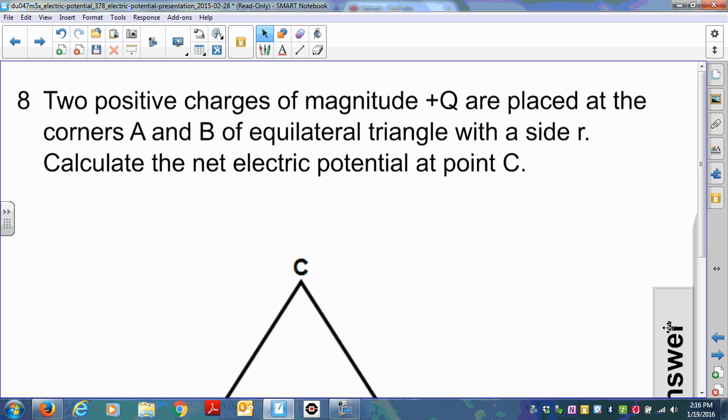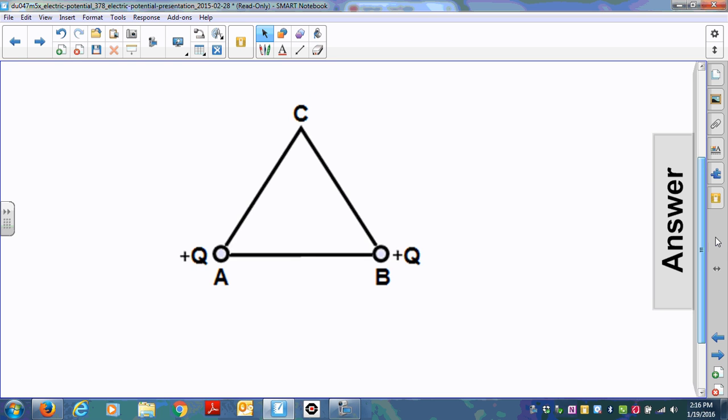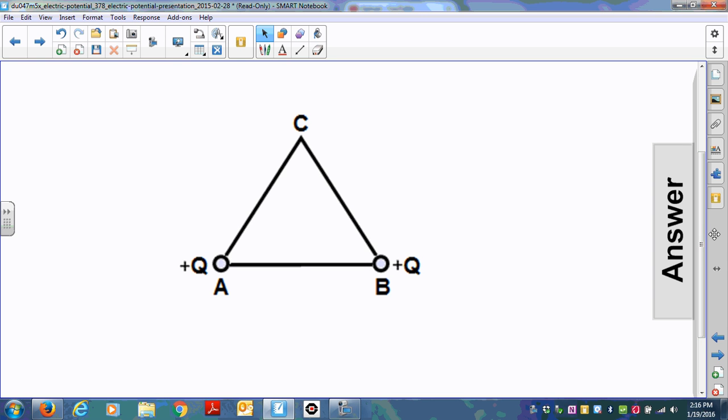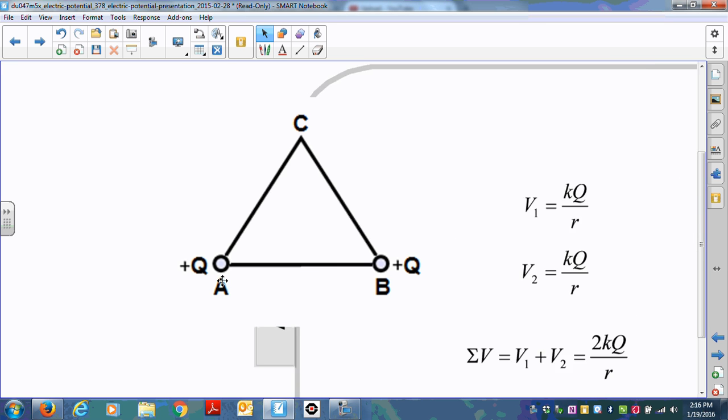Okay, two positive charges of magnitude plus Q are placed at the corners A and B of an equilateral triangle with side R. Calculate the net potential at point C. So there you go. Pause the video now and see if you can solve this problem. Okay, so let's take a look at the solution.